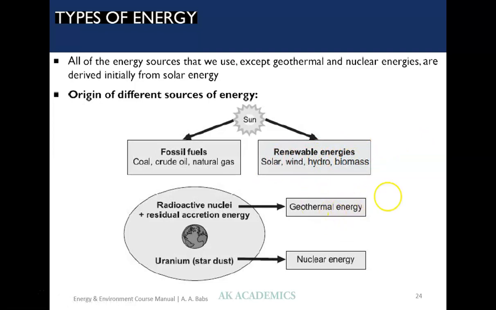Geothermal energy is formed by radioactive nuclei plus residual accretion energy, while nuclear energy is formed from uranium, usually referred to as stardust. So these are the only two energies, geothermal energy and nuclear energy, that are not from the sun directly, but every other energy source that we use is derived from solar energy.